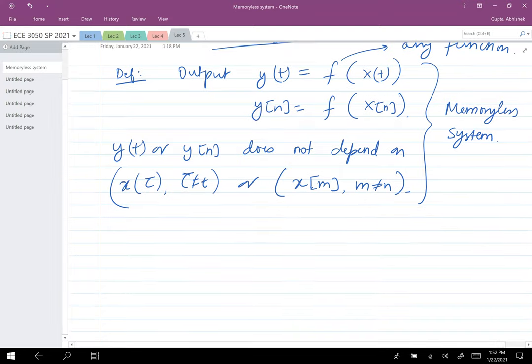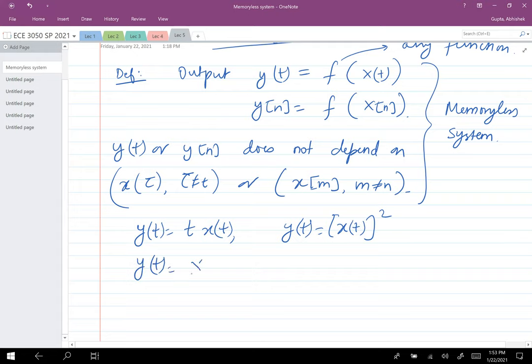So examples of memoryless system would be y(t) equals t x(t), y(t) equals x(t) squared, y(t) equals x(t) squared minus 3x(t), and so on. These are all examples of memoryless system. The output doesn't depend on the inputs from the past or inputs from the future.